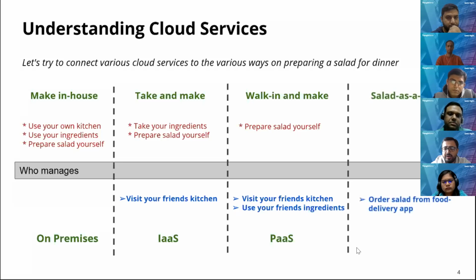Lastly, if you do not want to invest time in preparing a salad, maybe you can just order it from a food delivery app and pay them appropriately. Here you are just paying the food delivery app for what you are eating, without any hassle of arranging a kitchen or ingredients or even preparing it. This is very similar to software as a service. You just sign up for any software and use it directly. I hope this gave a basic understanding of the various cloud service models in the industry.